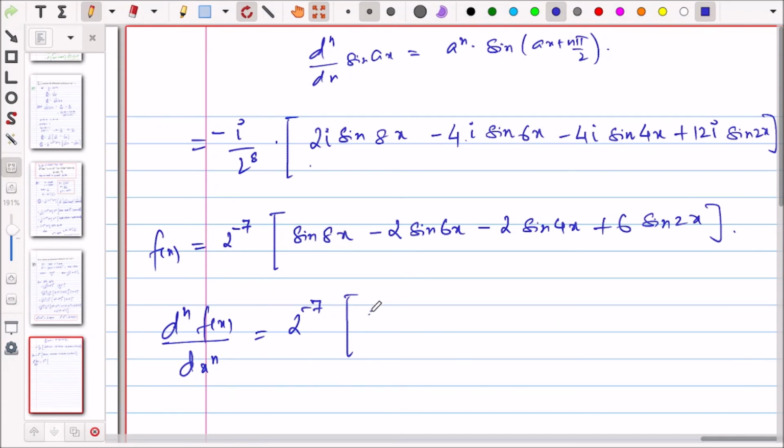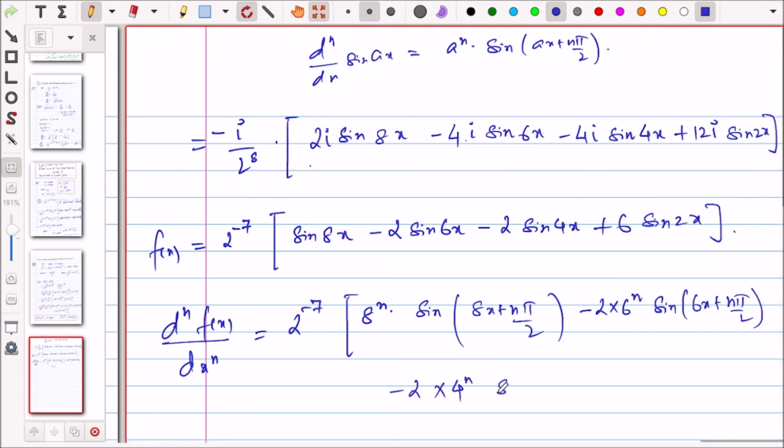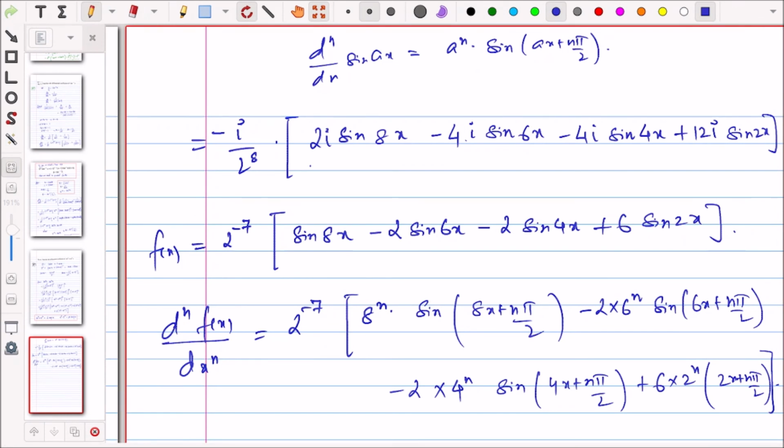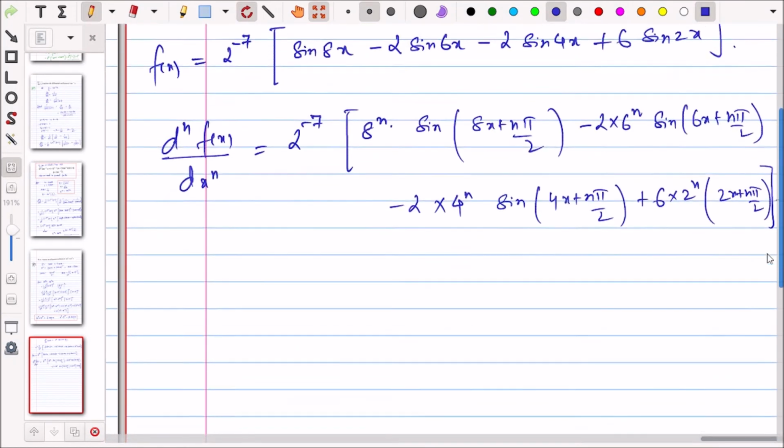So it will become 8^n sin(8x + n pi by 2) minus 2 into 6^n sin(6x + n pi by 2) plus minus 2 into 4^n sin(4x + n pi by 2) plus 6 into 2^n sin(2x + n pi by 2). ठीक है, is it fine? So this is your desired answer.